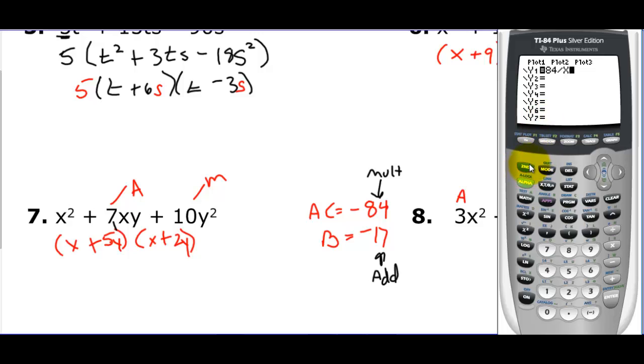So I'm going to hit my second button until I get that little up arrow. That means that I press the second button, and I'm going to hit the graph, and it's going to give me a list of factors. And I'm going to look for numbers on this list that add or subtract to the negative 17.